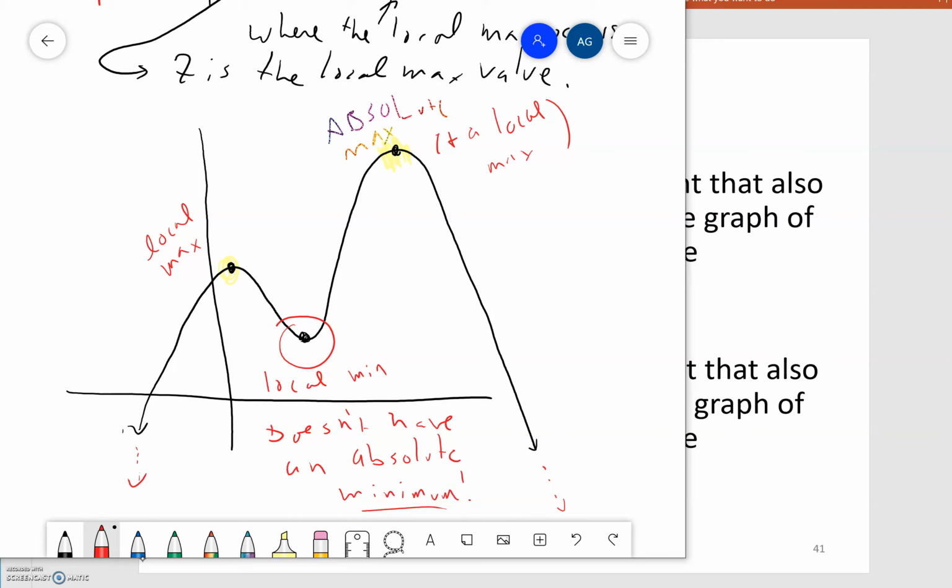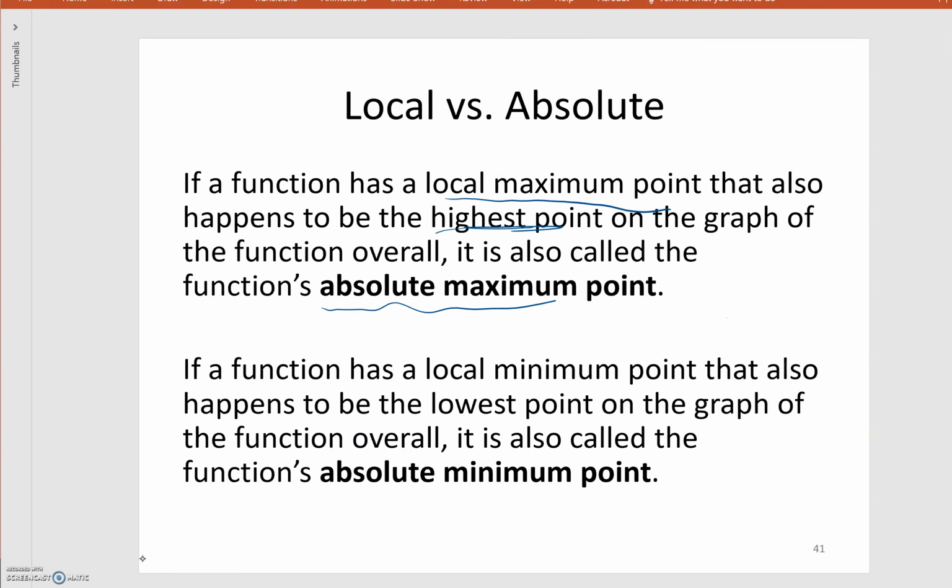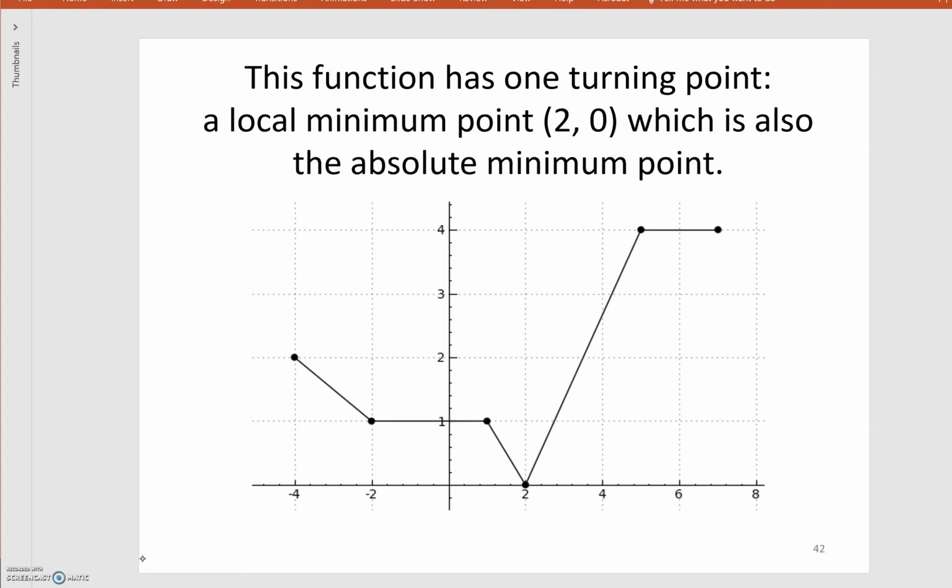So we have a local minimum, but not an absolute minimum, whereas we do have an absolute maximum and two local maximums. So that gives you an idea of some of the variations you might see in terms of local maxes and mins. Here's the official definition for an absolute minimum. Here's another example. We have a local minimum, which is an absolute minimum. It occurs at the point (2, 0). This function does not have a local max.